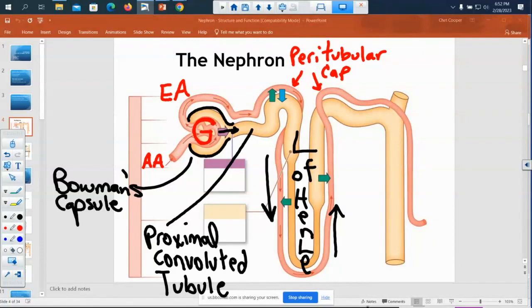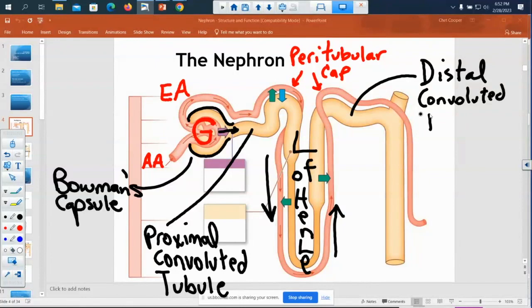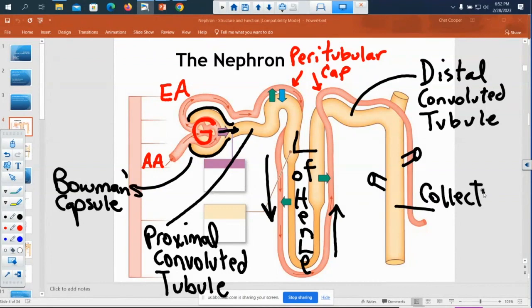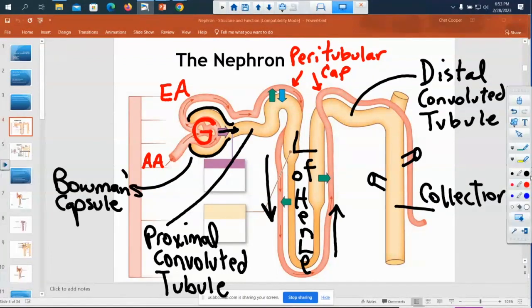And then where the loop of Henle curves back here, who's going to be brave and tell me what that is? There we go. Distal convoluted tubule. And we know many distal convoluted tubules from other nephrons will also attach to this. What is this bigger tube? Because it collects all the fluid. Oh, I misspelled it.